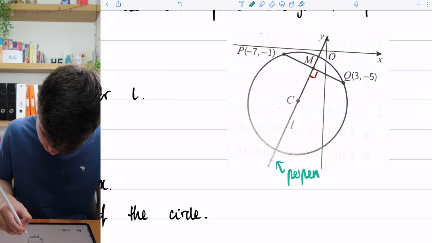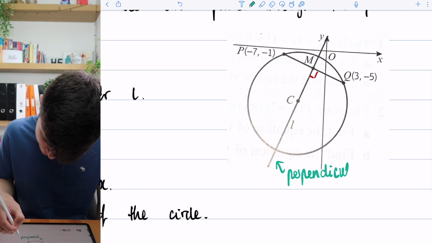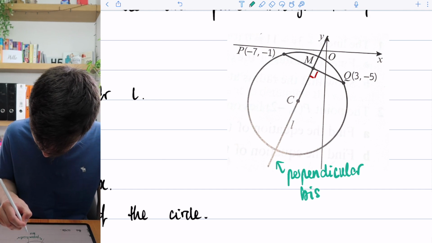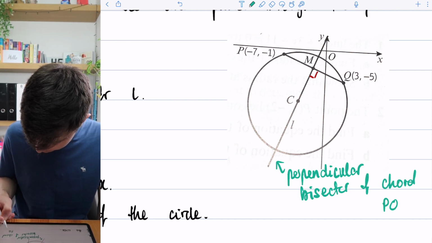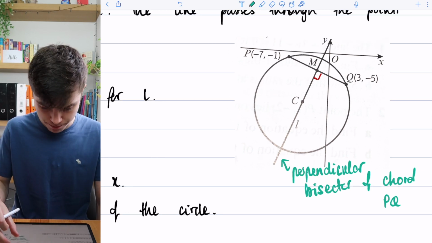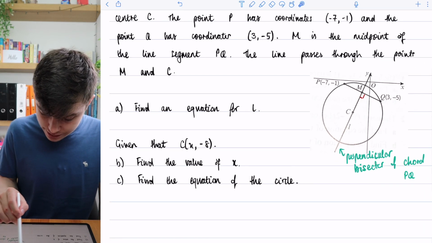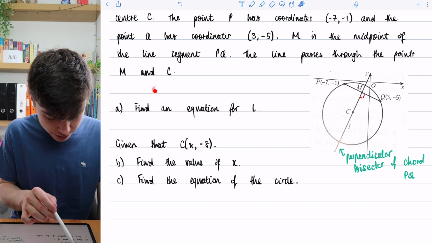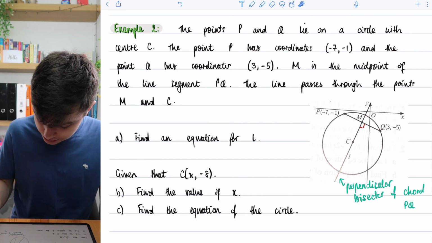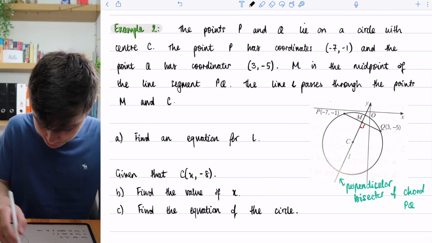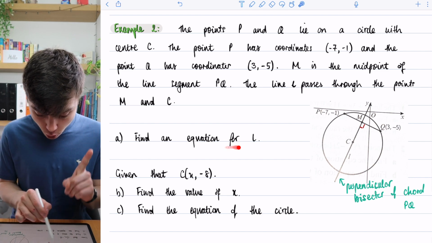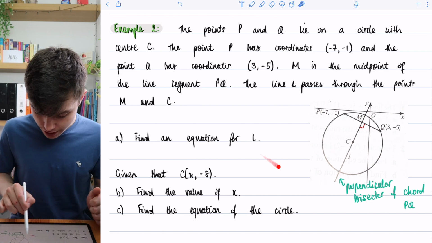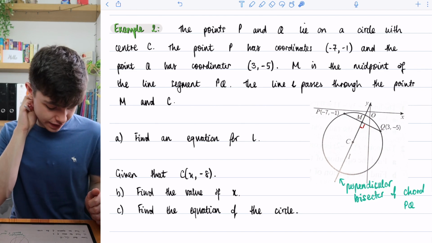Perpendicular bisector of chord PQ, or the line PQ. So the line L passes through the points M and C. It should actually say line L there. So the first thing we want to do, part A, is find an equation for L. That is quite simple, I think.